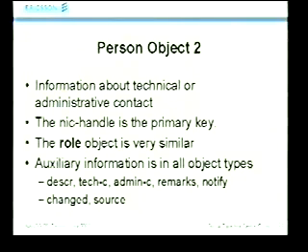Auxiliary information is in all object types: description, tech C, admin C, remarks, and notify, changed, and source. Source refers to the database, for example, RADB or whatever. It's where the object was originally created. Yeah? The source attribute refers to in which database the object was originally created. Should also say again, admin C and tech C is not in the person object, at least not in some implementations.